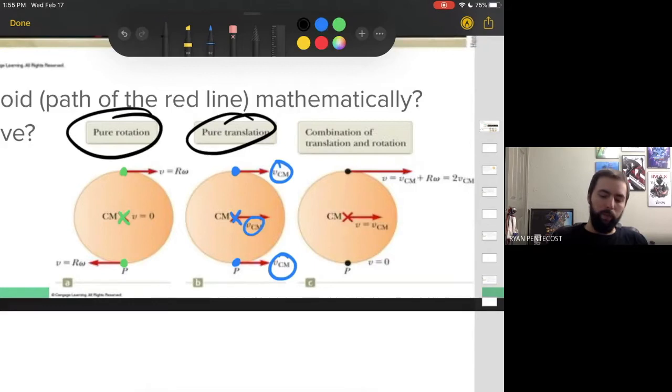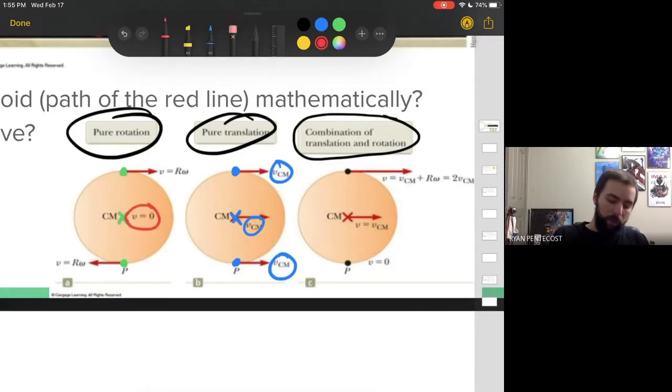Now last, we've got a combination of rotation and translation. This shows rolling, right? So if we combine those two concepts, in rotation, your center of mass is not moving. But in translation, your center of mass has a velocity. So if we add those together, you've got the velocity cm, right? The center of mass will move with a given velocity as it rolls, just as if it were being translated, meaning pushed, right?